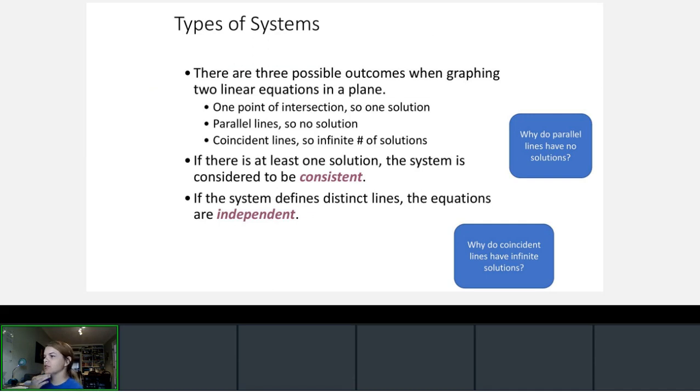Okay, so this is just a little bit of a review. There are 3 possible outcomes when you are graphing systems of equations. You're either going to get 2 lines that intersect at one point. So therefore, there's one solution. You will have parallel lines that do not intersect. So therefore, there is no solution. Or you can have what we call coincident, meaning they're the same line, they're inside each other. And in that case, we would have an infinite number of solutions.